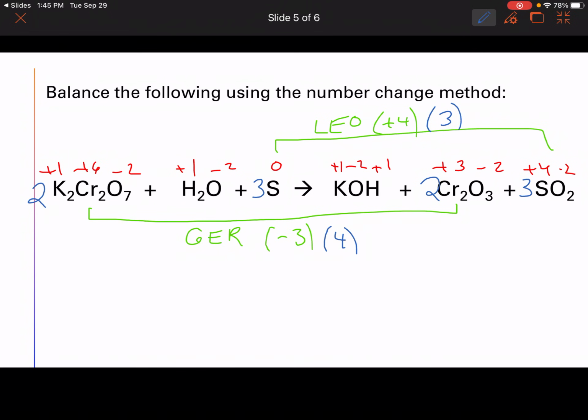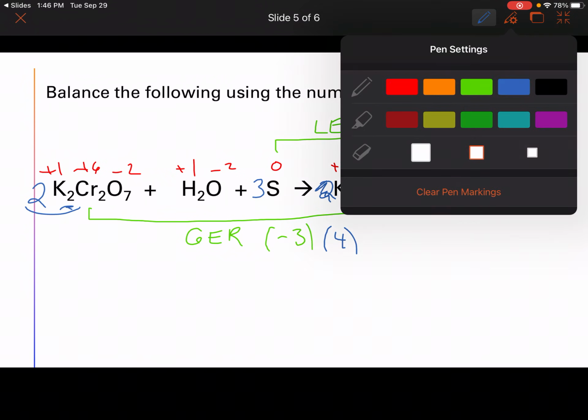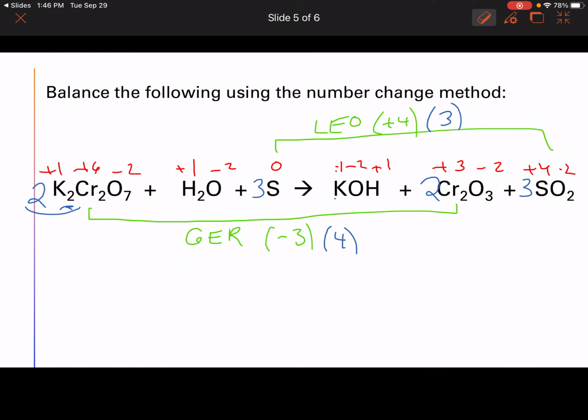So let's look at potassium now. You've got 2 potassiums here. You only have 1 here. So if I put a 2 there, I believe, no, and then you're going to do hydrogens next. So I've got 2 hydrogens here. Where are we at? Oh, no, I was wrong, sorry. I've got 4 potassiums here. I better erase that.